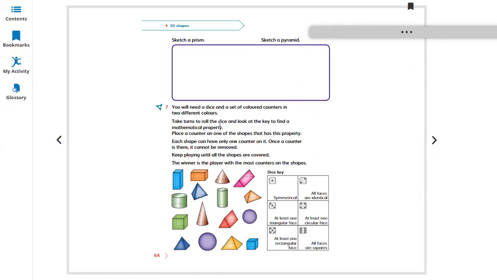Question number 7. You will need a dice and a set of colored counters in two different colors. Take turns to roll the dice, and this is a student-based question. You just need a dice and throw it. It's according to you how many times you are throwing. So the result will depend on the throw of the dice. Each shape can have only one counter in it. Once a counter is there, it cannot be removed. So this is a learner-based answer.